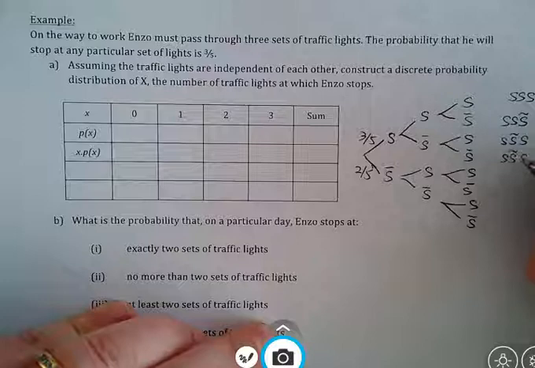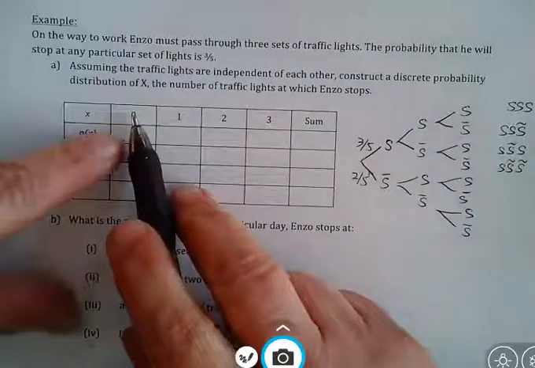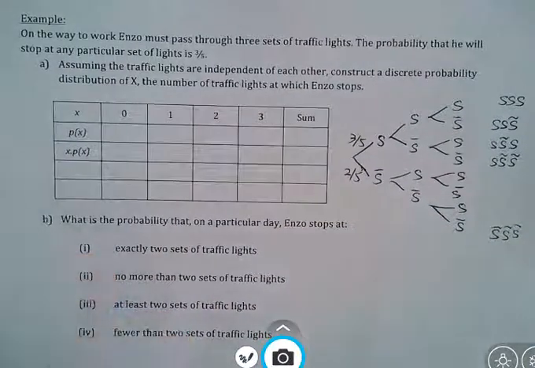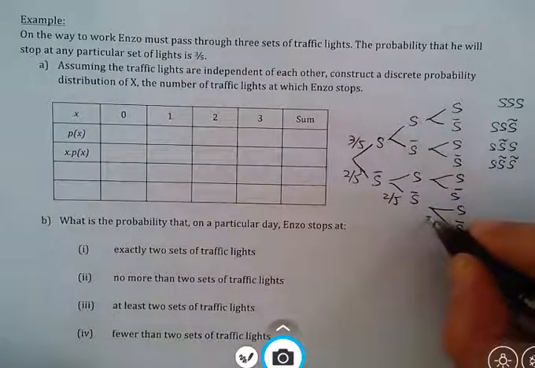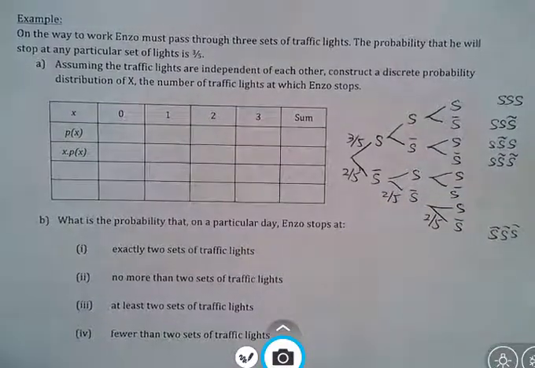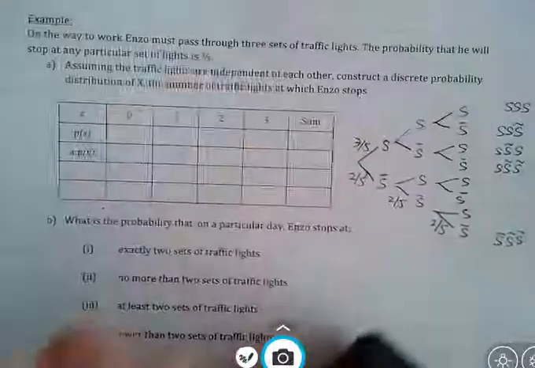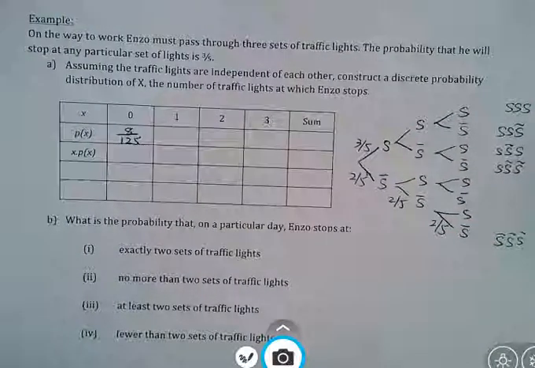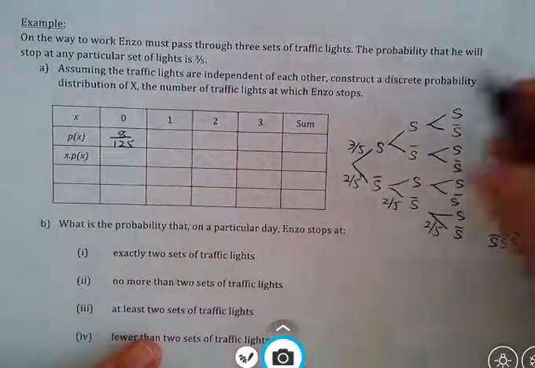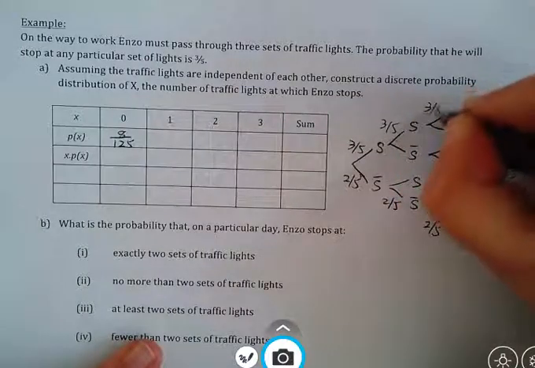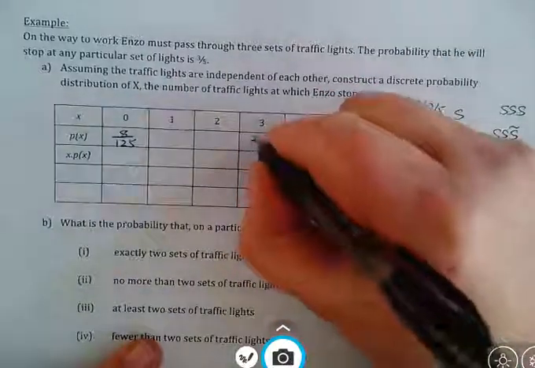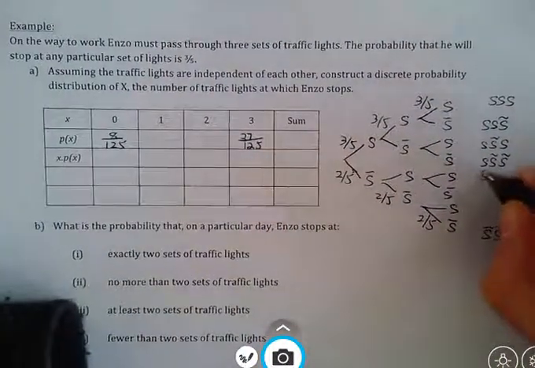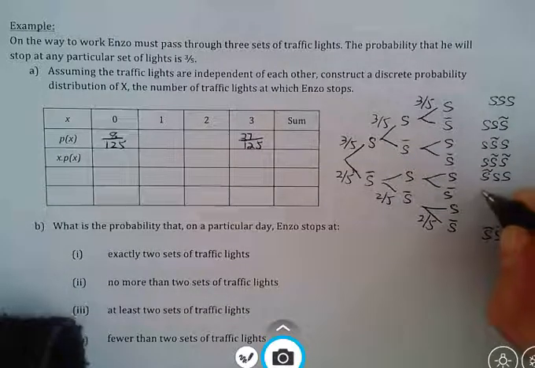So we need to see the probability that he does not stop would be this one down here, not stop 3 times. So that would be 2/5 times 2/5 times 2/5, which is 2/5 all cubed. That would be 8 over 125 because it's 2/5 times 2/5 times 2/5. The probability that he stops on all 3 lights would be 3/5 times 3/5 times 3/5, which is 27 over 125. Now we need to complete these other probabilities as well.